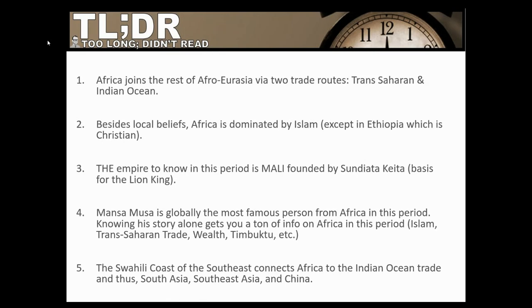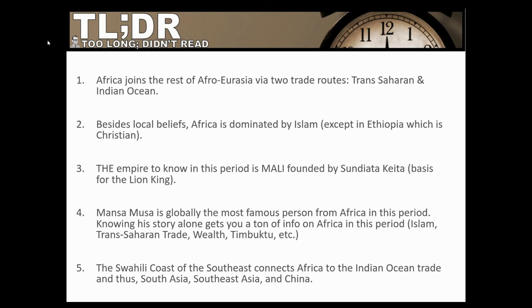Number 3, the empire to know about in this period is Mali, founded by Sundiata Keita, who is the basis for the movie The Lion King. So Mali is the very, very big one to know about. They are the founders, especially the ones who are very famous among the West African kingdoms. Number 4, Mansa Musa is very, very famous. He's the most globally famous person from Africa in this period.